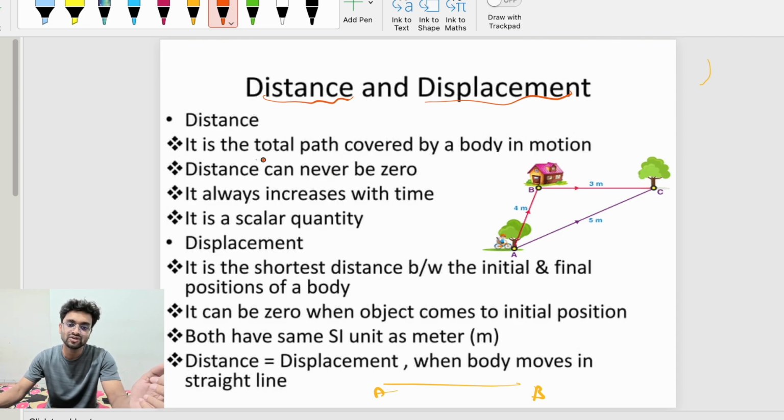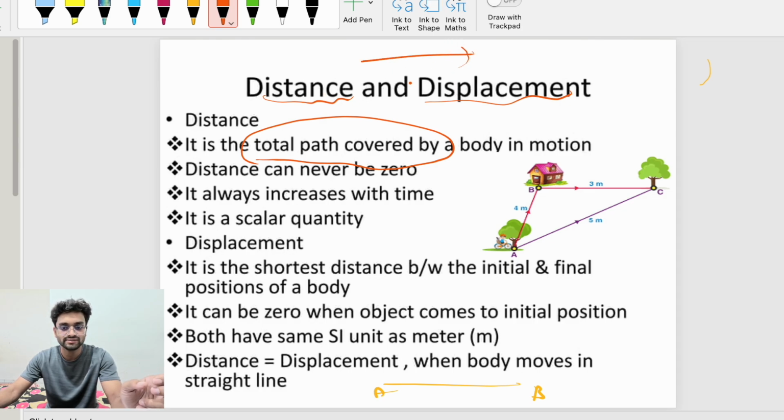So the total path covered by the car, or the path traveled, we can say is the distance. Let's take an example here. Let this biker be at this tree, and he wants to go to this house at point B, and after that he wants to go to this tree at point C. So first he goes to this house, and then to point C.